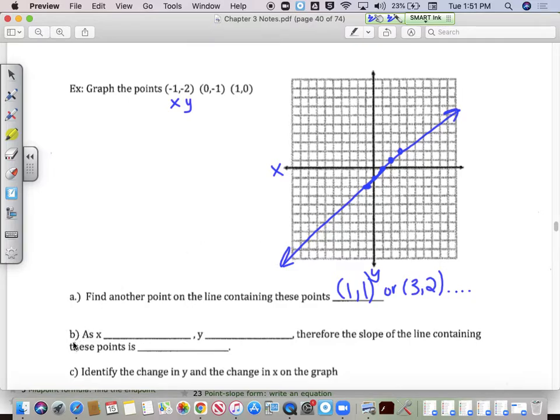So if we look here at letter B, it says as x blank, y blank, therefore the slope of this line is blank. Looking at this line, it is going up from left to right. So if we were thinking about walking up this line, you would literally be walking uphill. That means it is a positive slope. So I know that this is a positive slope. And positive slopes happen when x increases and y increases.